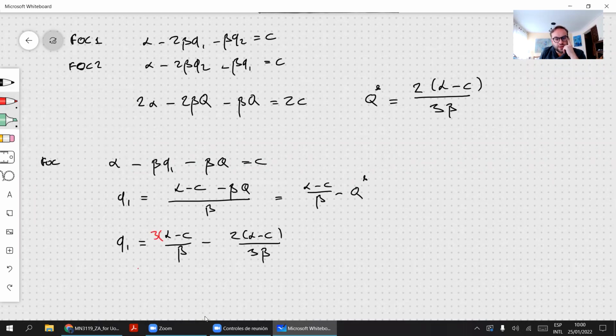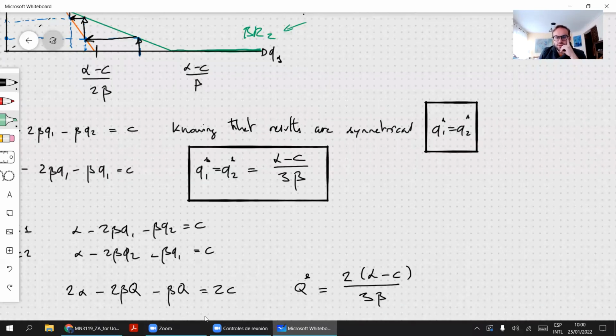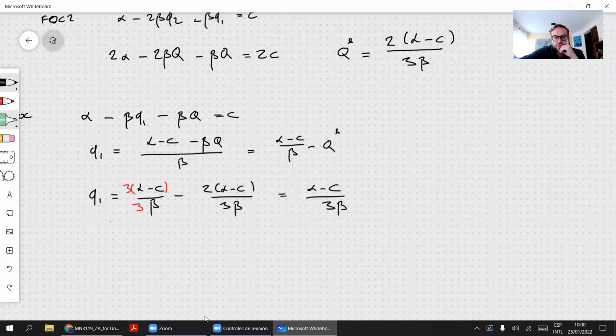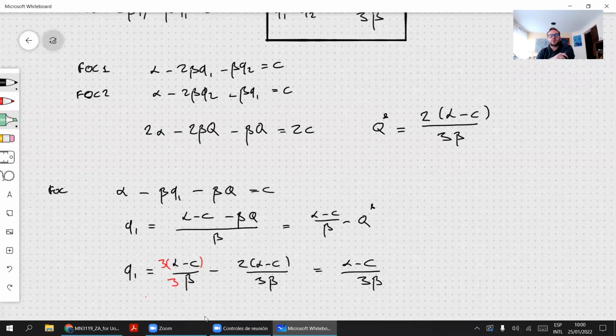So this is 3 times (alpha minus C) minus 2 times (alpha minus C). This is (alpha minus C) divided by 3 beta, which is indeed the solution, right? So that works too. It's obviously longer, but it's foolproof. You cannot fail if you do this, right? So this technique is really good.